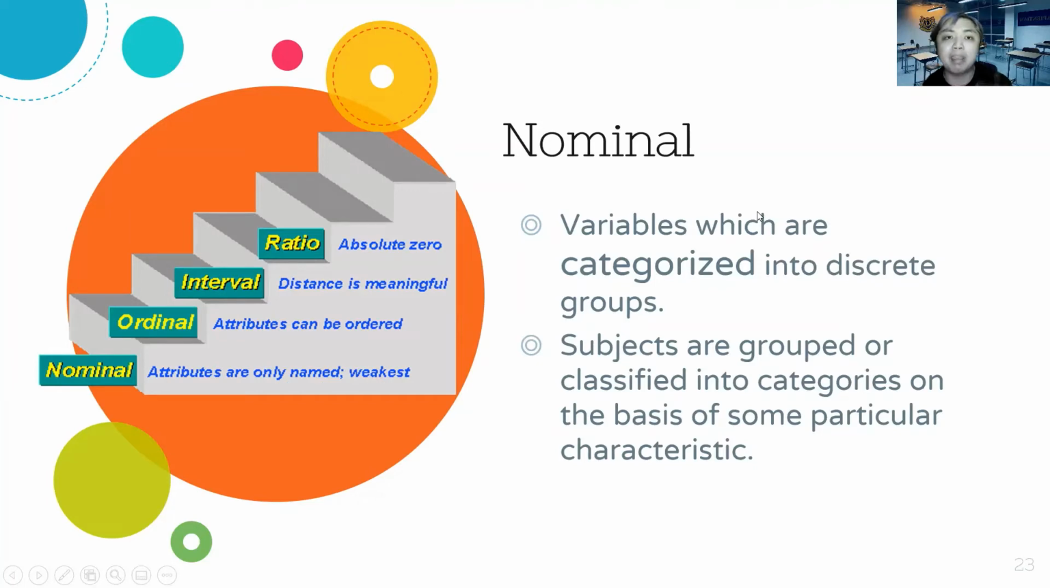Diba? Talagang pang-label lang siya. Diba? For example, we label male as 1, female as 2. It doesn't mean that male is less than female. Or kung baliktad sila, female yung 1, male yung 2. It doesn't mean that 2 yung male, mas mataas siya or mas malaking value niya sa female. It's just a number to label them.